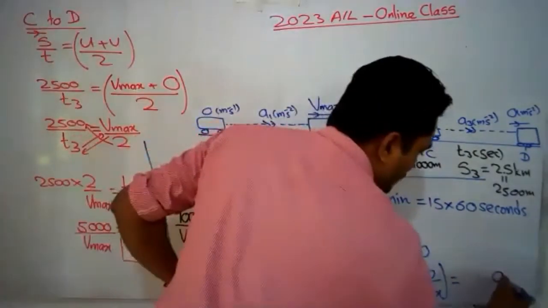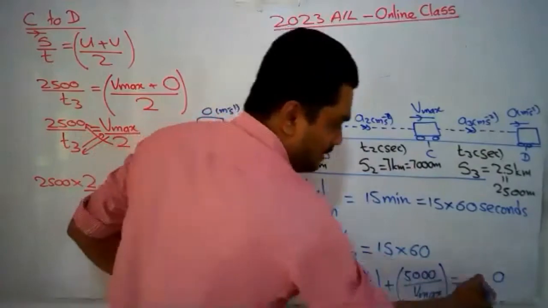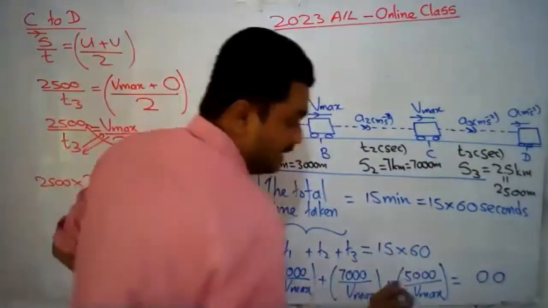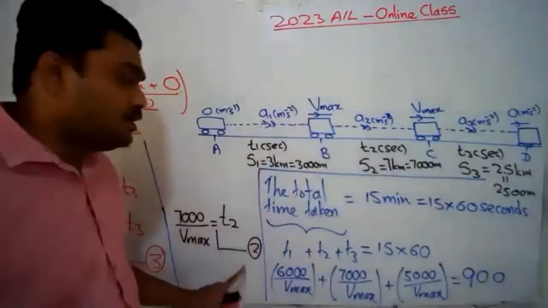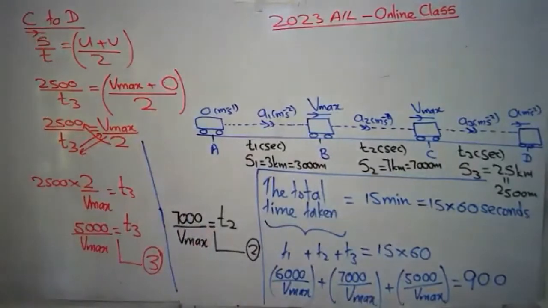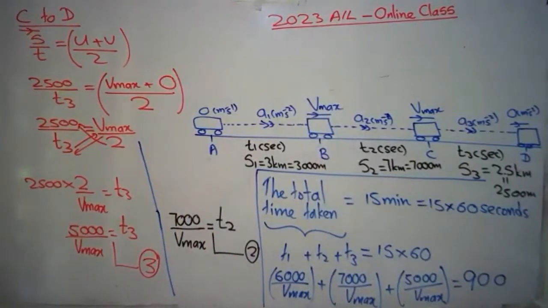You can write 0 here. 5 times 6, 30. 3 remaining. 6 times 1, 6 plus that 3, 9. So 900. Can you do the rest and find the value of Vmax? Give a try. Try to find the value of Vmax quick.